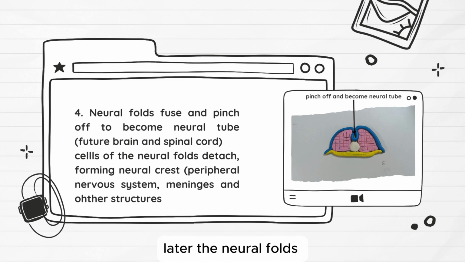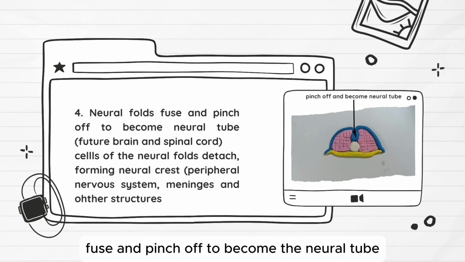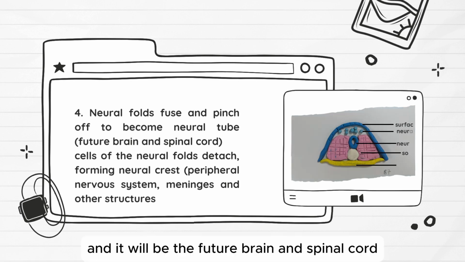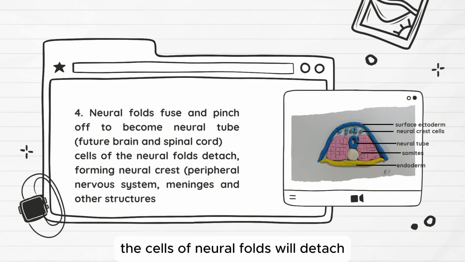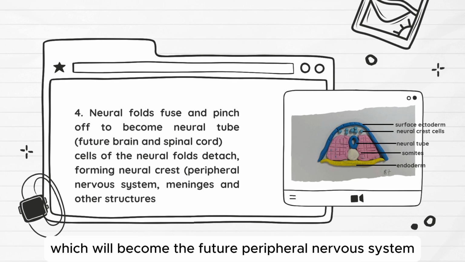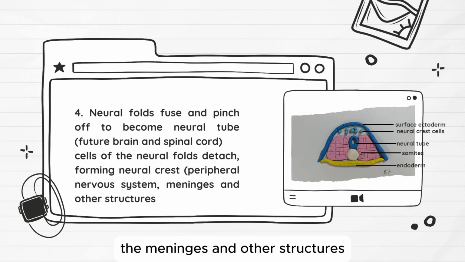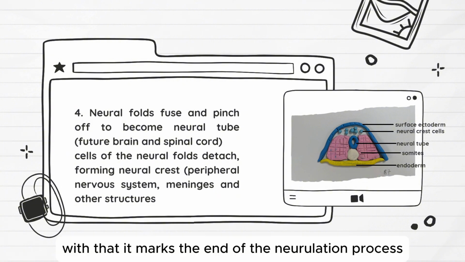Later, the neural folds will fuse and pinch off to become the neural tube, and it will be the future brain and spinal cord. The cells of neural folds will detach, forming the neural crest, which will become the future peripheral nervous system, meninges, and other structures. And in the end of this process, we will have the surface ectoderm, the neural crest cells, neural tube, somites, and the endoderm. With that, it marks the end of the neurulation process.